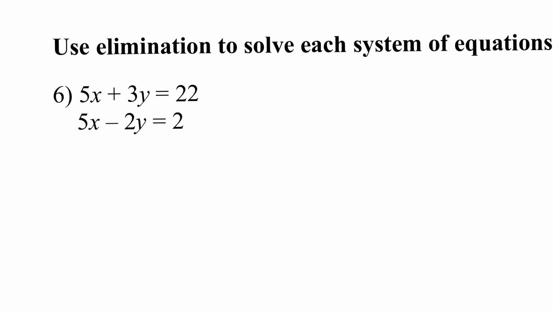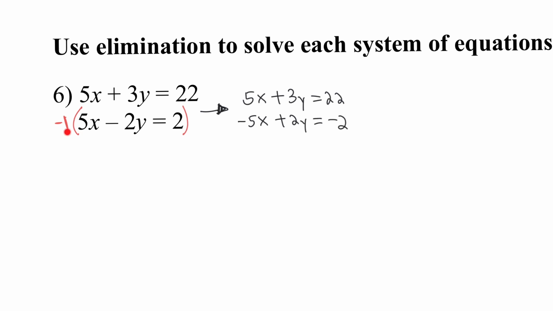So I just need to change the sign. I'm going to multiply the bottom. Doesn't matter which one, but only one equation. You guys multiply by -1. So the top, keep it the same. I'm going to multiply the bottom by -1. So the top stays the same. 5x plus 3y equals 22. The bottom will be -5x plus 2y equals -2.